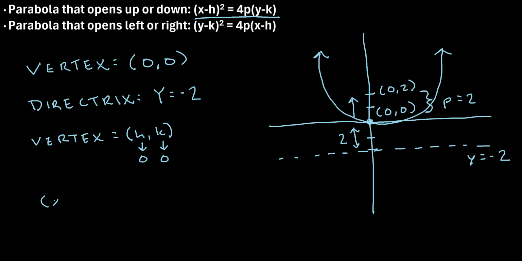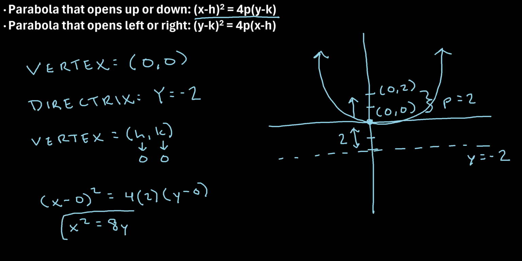We have (x minus h) squared. We said h is 0, so (x minus 0) squared is equal to 4 times p. We just found that p is equal to 2. And then we have times (y minus k). Well, k is also 0. So if we simplify, we get (x minus 0) squared, which is just x squared, is equal to 4 times 2, which is 8, and then y minus 0, that's just y. So we have 8 times y. So this will be our final answer: x squared is equal to 8y. This is the equation of the parabola that we were able to find given just the vertex and the directrix.